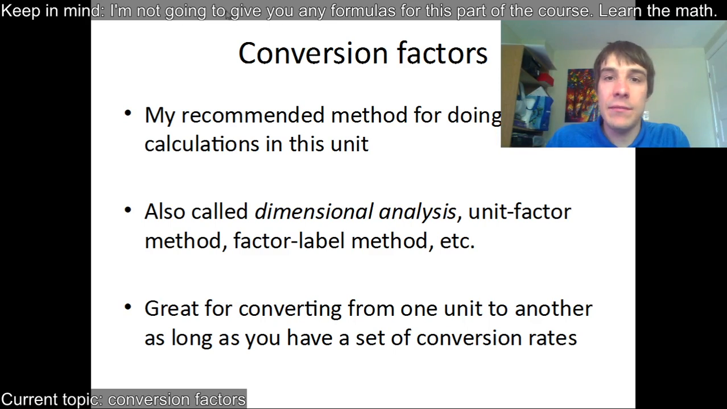And to promote that, keep in mind, I'm not giving you guys any formulas in this unit. No formulas. I will give you hints as to how to convert things, but no easy peasy algorithms. I want you guys to get a feel for this math. I want you guys to get a feel for the process that we're going to go through. So yeah, no easy formulas, no magic triangles with me. This is conversion factors. Sometimes it's called the unit factor method, factor label, dimensional analysis, whatever. It's wonderful as long as you have conversion rates, and we are going to learn about various conversion rates today.